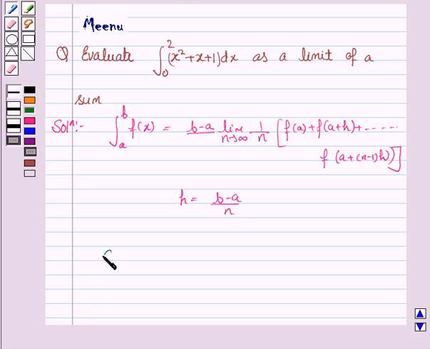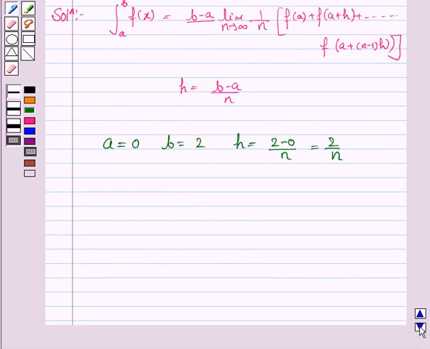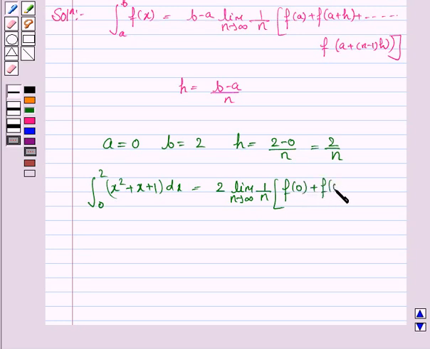So here a is 0, b is 2, and h is (2 minus 0) upon n, that is 2 upon n. So the integral 0 to 2 of x squared plus x plus 1 dx would be given by (b minus a), that is 2, into limit n approaching infinity of 1 upon n into f(0) plus f(0 plus h) and so on up to f(0 plus (n minus 1)h).